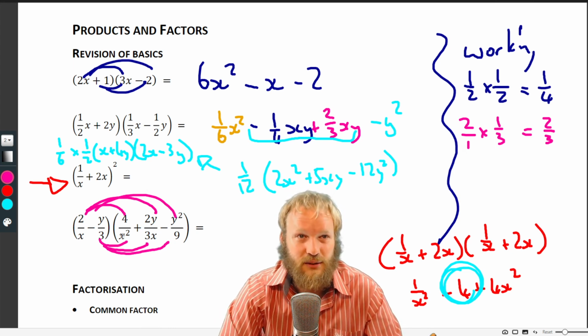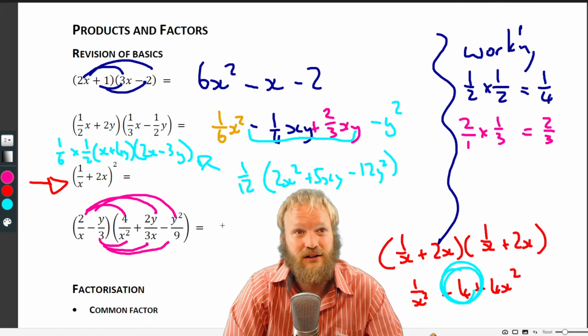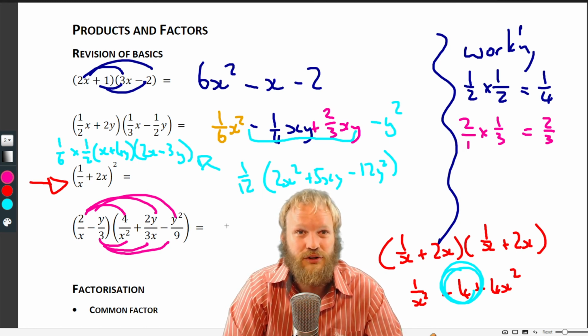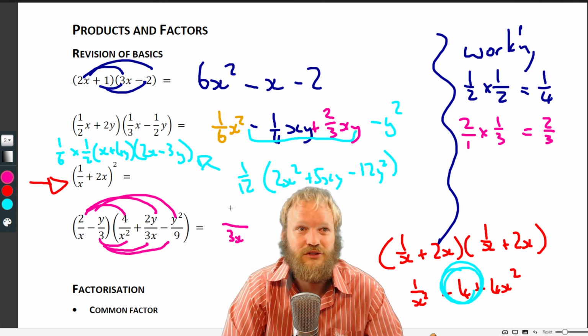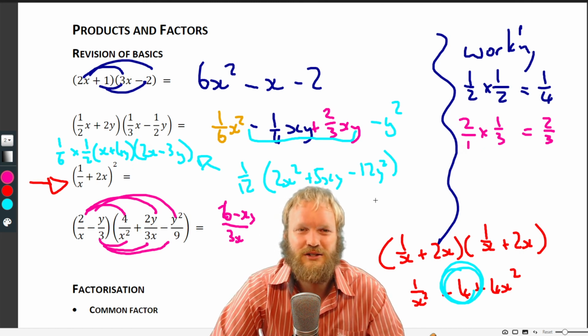So 2 over x times 4 over x squared is 8 over x cubed. This is 4 over 3x squared, and so it goes. As I said, alternative strategy, put this both over 3x, and then we've got, what's this, 2 times 3, so 6 minus xy. It's going to be a bit messy no matter what we do, but we know how to multiply things.